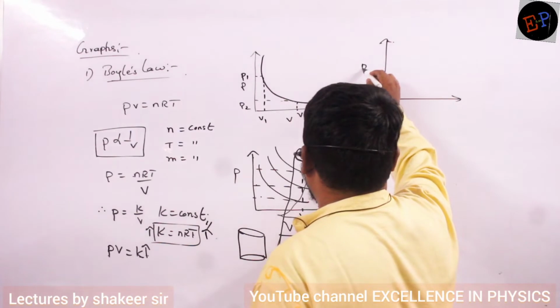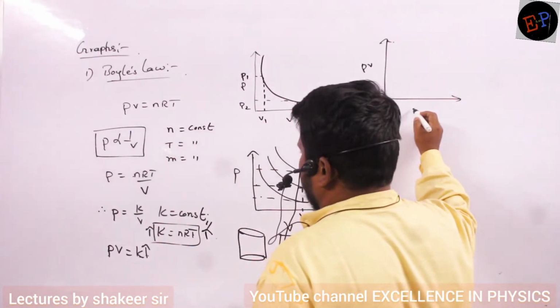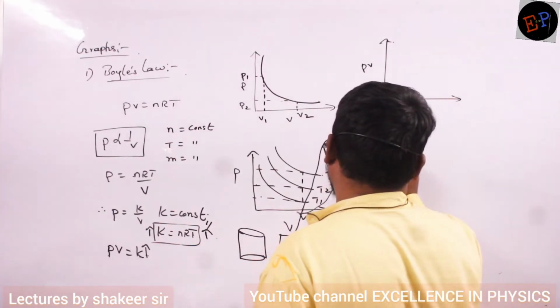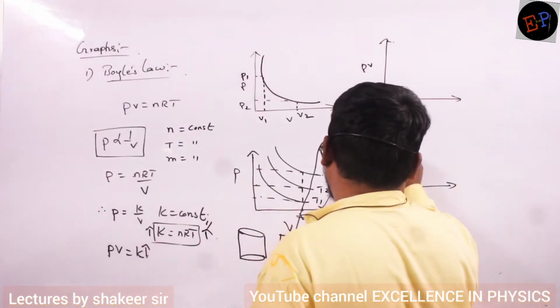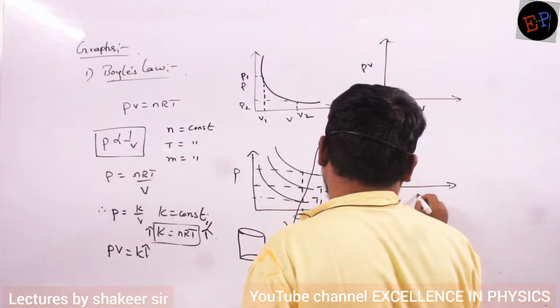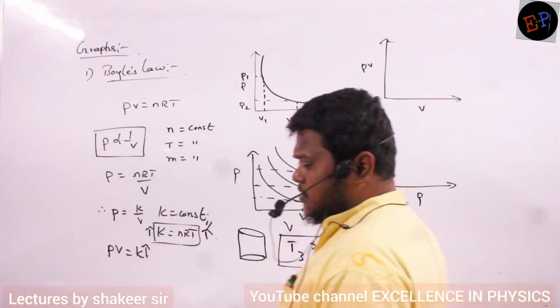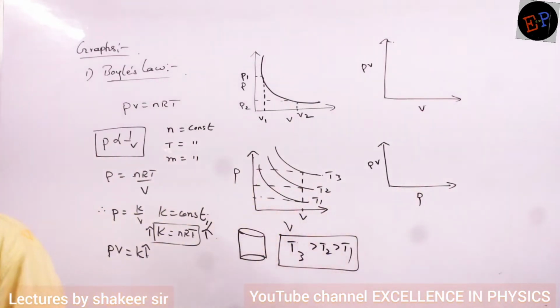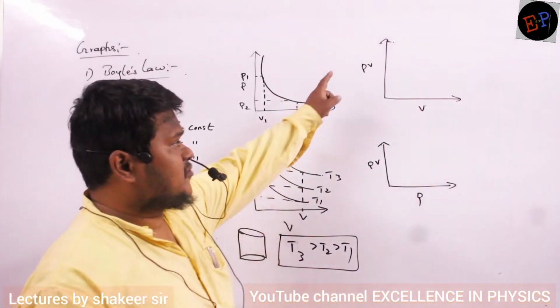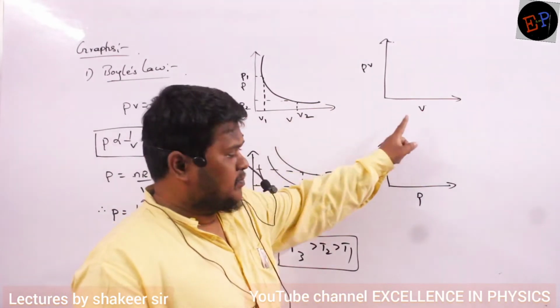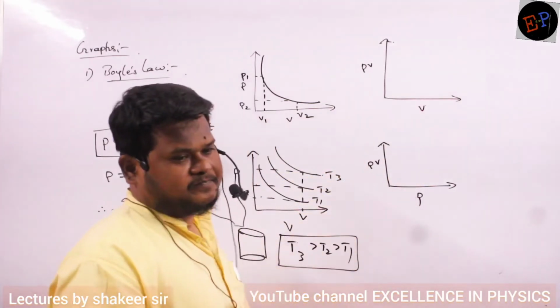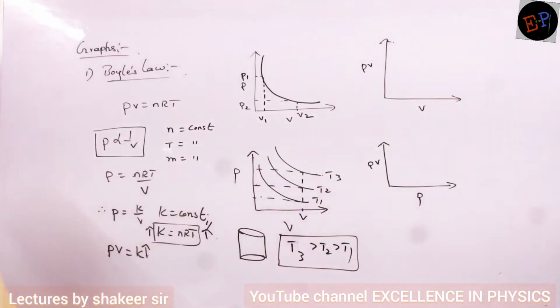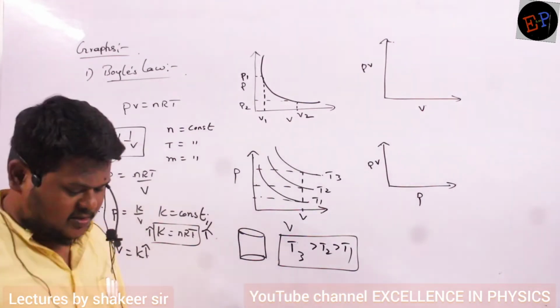I will take PV graph versus volume, and I will take PV graph versus pressure. Now, can you say what will be the shape of these graphs? Product of PV versus volume. Product of PV versus pressure. Parallel to x-axis. How can you say?